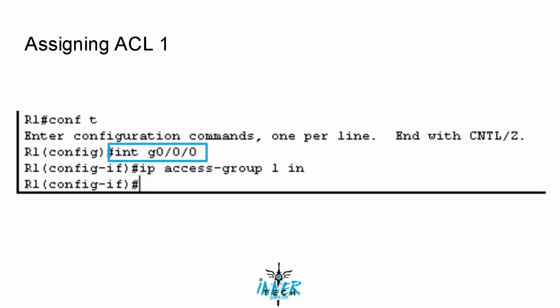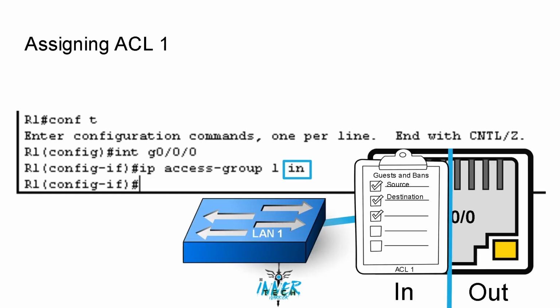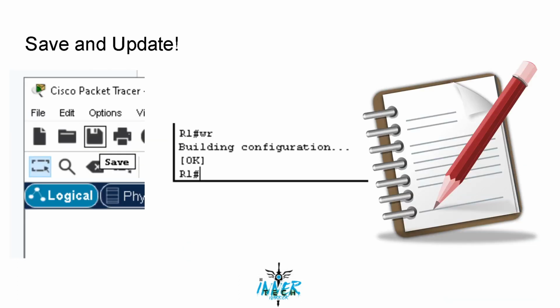So the actual command would be interface G0/0/0 to get into the configuration mode of the interface, and then ip access-group 1 in. The ip access-group 1 means to apply the group of filters defined in access list 1. And the in means that the traffic will be filtered just as it enters the interface. Great. Now let's save the router configuration, update your notes, and save the Packet Tracer Lab.